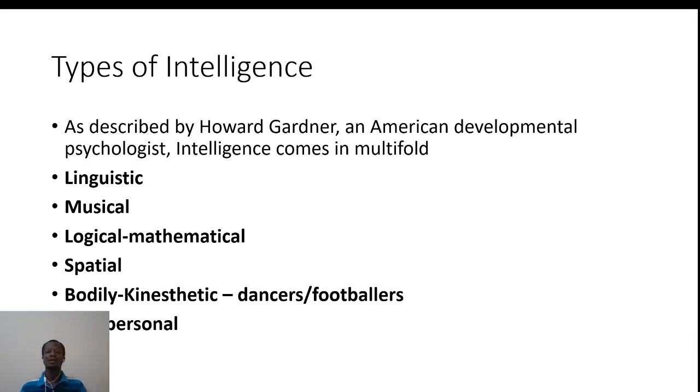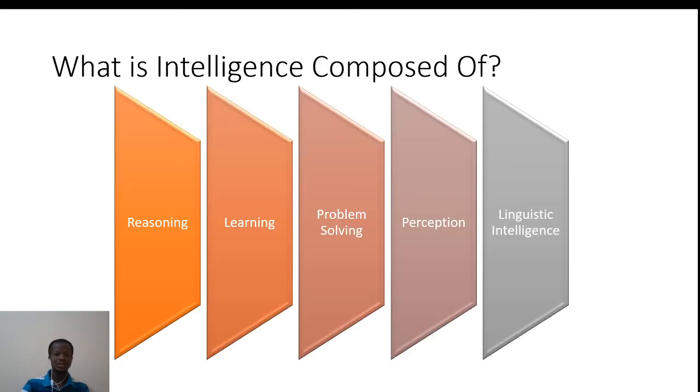Then there is interpersonal intelligence. There are people who are leaders, they understand how to relate to people and therefore get them doing things. That's interpersonal. So reasoning, learning, problem solving, perception, linguistic intelligence, that's what intelligence is made up of. Anything short of this is not intelligence.